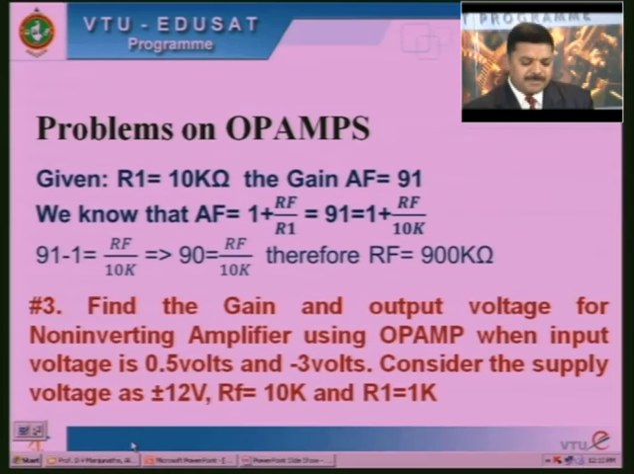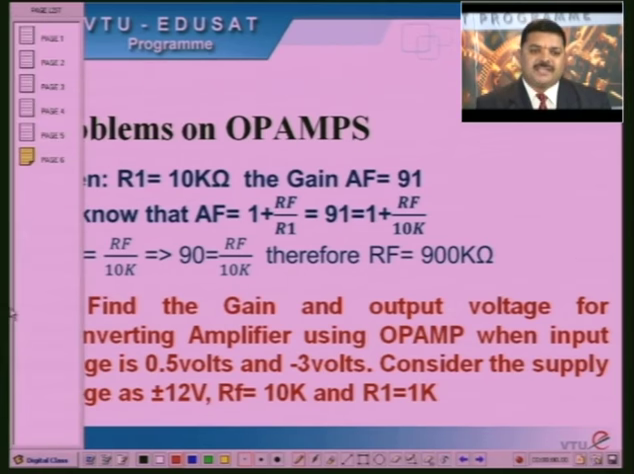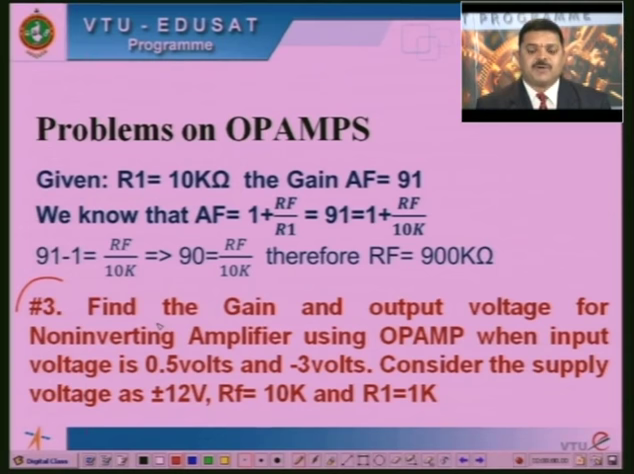Next problem is problem number 3. Find the gain and output voltage for a non-inverting amplifier using op amp when the input voltage is 0.5 volts and minus 3 volts. Consider the supply voltage as plus or minus 12 volts, and RF is equal to 10 kilo ohms and R1 is given to be 1 kilo ohms.